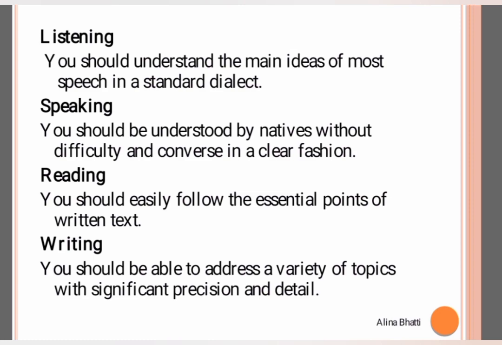Reading: you should easily follow the essential points of written text. It means that you should be able to understand parts of text which are conceptually abstract and linguistically complex. Writing: you should be able to address a variety of topics with significant precision and detail. What does it mean? It means you should be able to organize writing with a sense of theoretical structure. These are the language skills. These four: listening, speaking, reading, writing. These are the language skills that allow an individual to comprehend and produce spoken language for proper and effective interpersonal communication. Understood? I hope you guys got it.